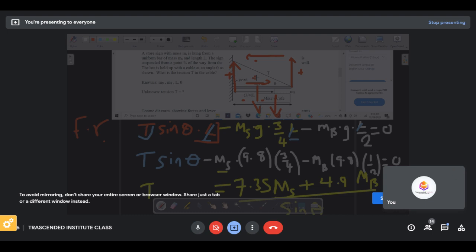Yes, sir. Okay, sir, I have a question. Yes, sir. Is it always that if an arrow points downwards, it's negative, and points up, positive? You're asking about the forces.